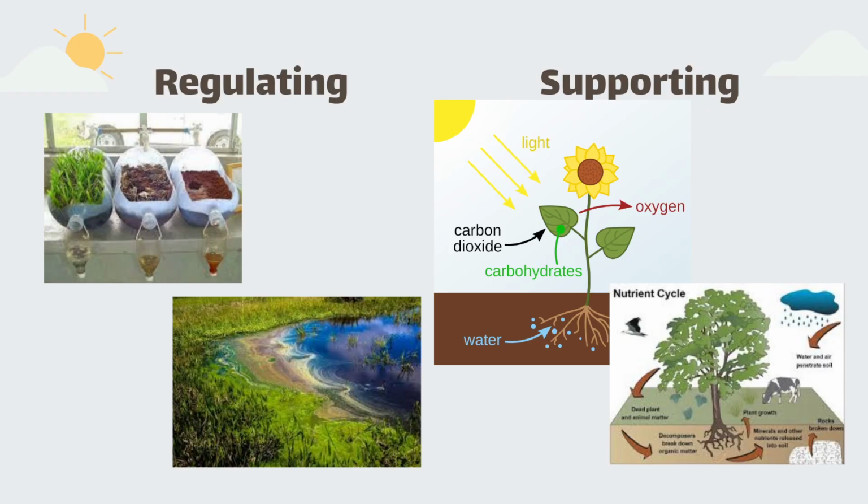Regulating services are ecosystem processes that control natural phenomena. They regulate our environment. Examples are air quality, water runoff regulation, erosion control, pollination, and climate regulation. Supporting services maintain fundamental ecosystem processes. They are the foundation for the other three types of services we discussed. Some of these examples include nutrient cycling, like the ones in the diagram, water cycling, photosynthesis, and soil formation.